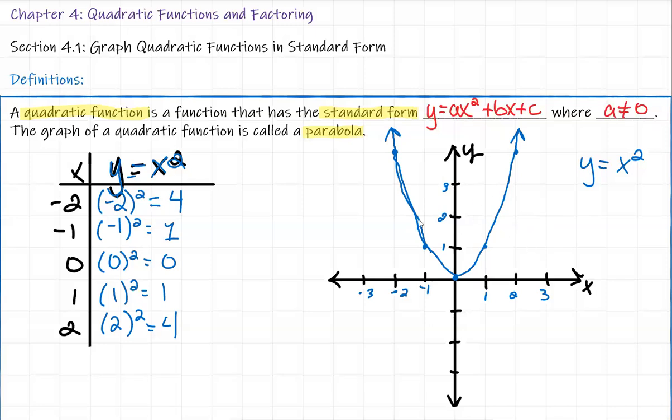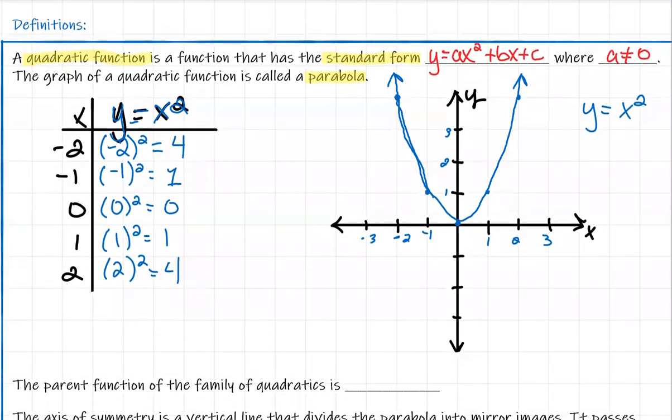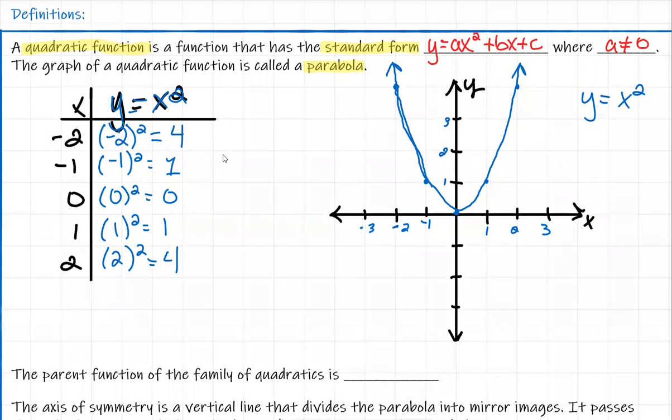Okay, so here is our quadratic function. I'm going to scroll down a little bit. This is actually the parent function, right? We graphed y equals x squared. This is our parent function for the family of quadratics. So all quadratic functions, all parabolas look like this, just either stretched, shrunk, translated, reflected, etc. You should maybe hopefully remember that a little bit from Algebra 1, those transformations, right?